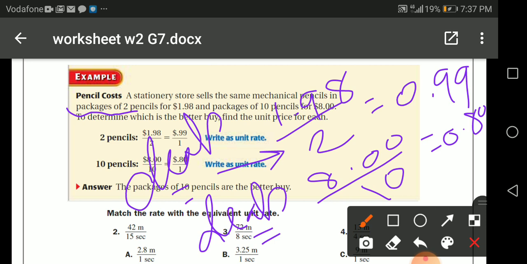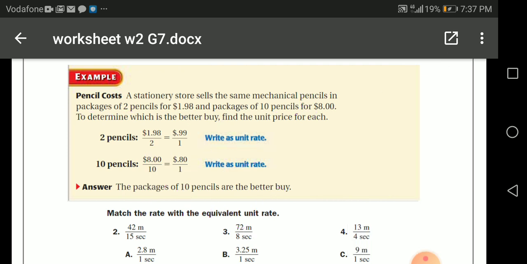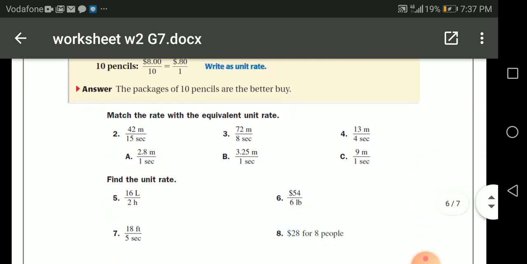So find the rate first. 1.98 divided by 2 to get the price of each pencil. So this is 0.99. What about the second one? The package of 10 pencils costs 8. 8 divided by 10 pencils to know the price of each pencil. It will cost 0.80. What do you think? Which is cheaper, 0.80 or 0.99? Of course, 0.80. So the second deal is better.